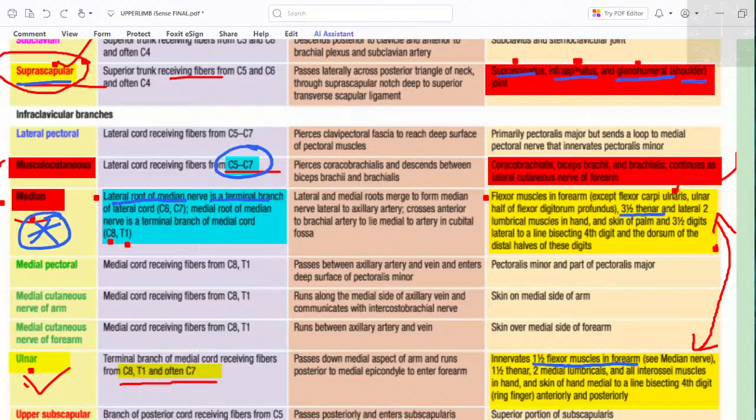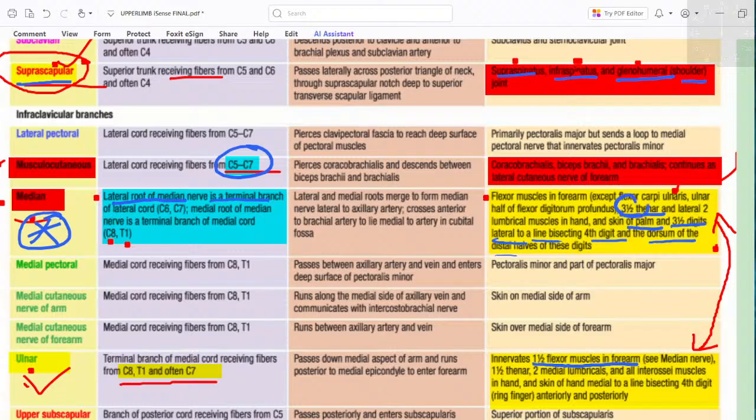The 3.5 digits, which side? This is the lateral side. Median nerve gives supply to the lateral two lumbrical muscles in the hand and skin also: the palmar aspect of the hand, 3.5 digits lateral to the line bisecting the fourth digit, and the dorsum of the distal halves of these digits.